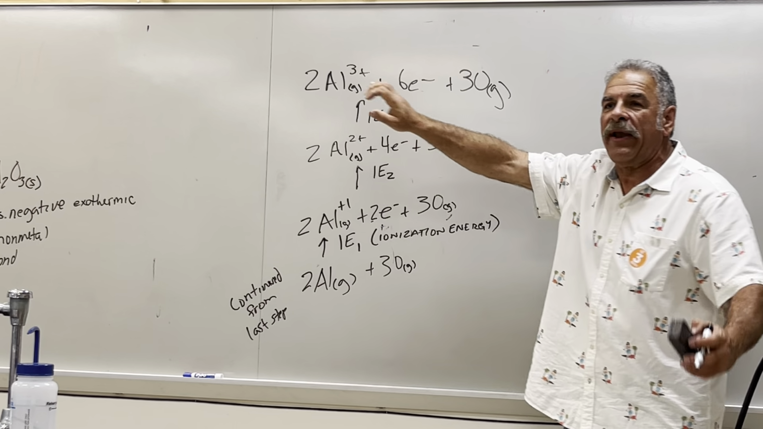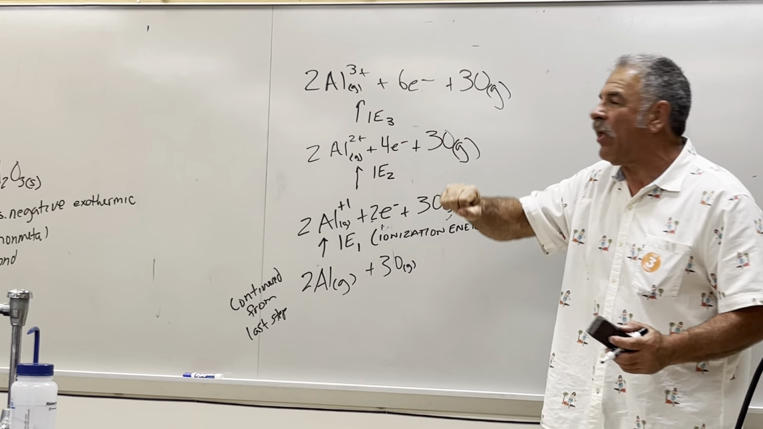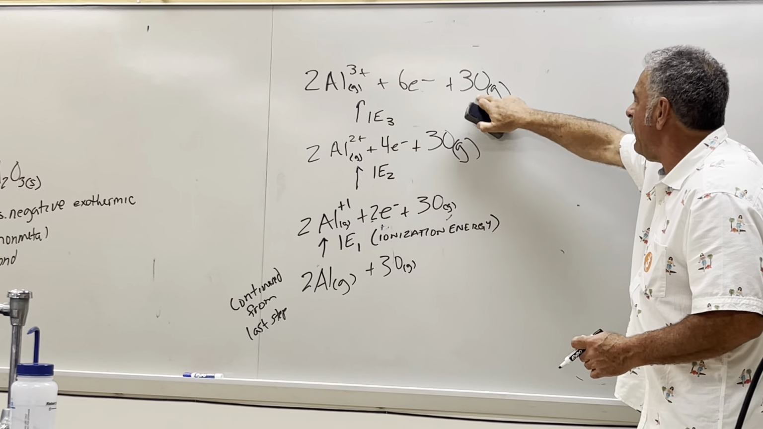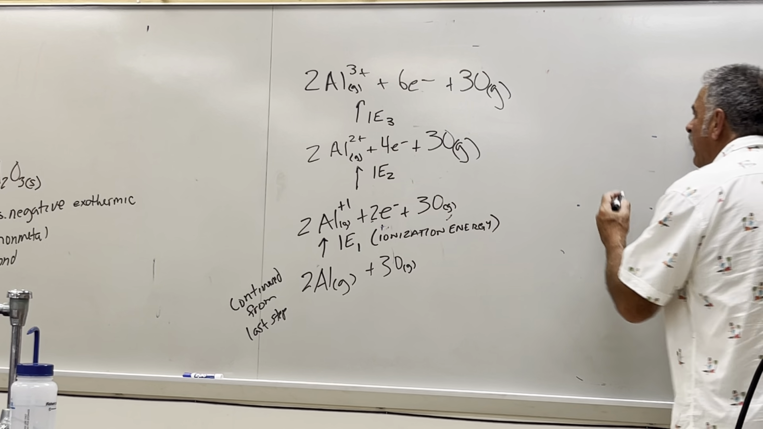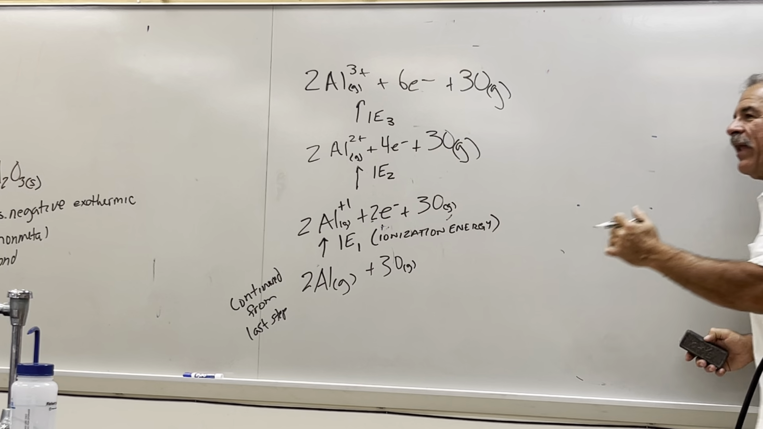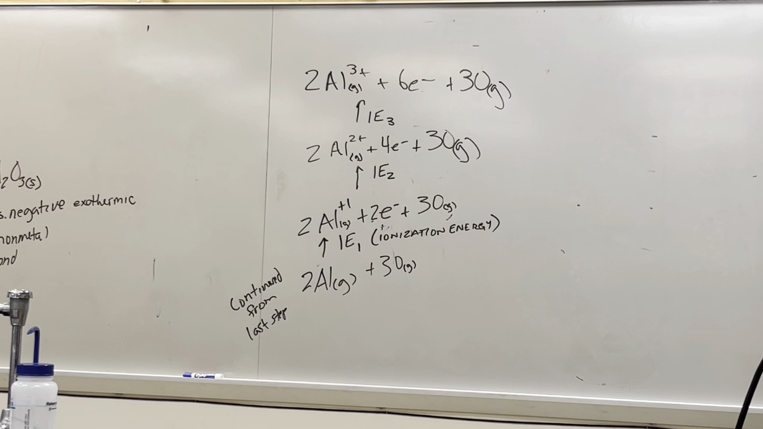So now aluminum's ready to react, right? It's 3+, but the oxygen isn't. So let's bring, we can go from here. So when you have the oxygen, now we have to convert the oxygen because it's still in its elemental state as a gas, right?